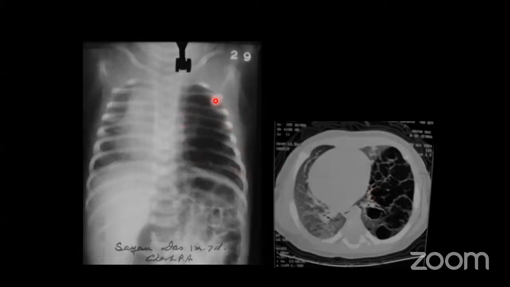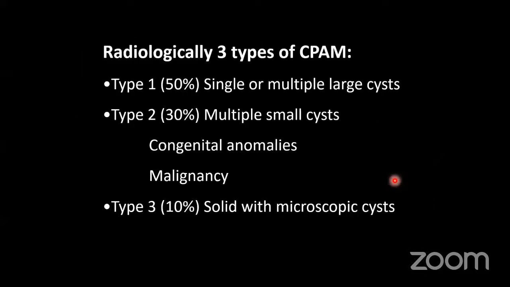This is the radiolucent shadows on the left side. So we have done a CT and we are seeing multiple radiolucent cystic lesions. So it is a case of congenital pulmonary airway malformation. Mostly we get a single or multiple large cyst. If it becomes solidified, stage 3, these are solid, and most important is that type 2 are much more malignant. So multiple small cysts, if you see, to get rid of that, you have to do the lobectomy, because that can turn into a malignancy.